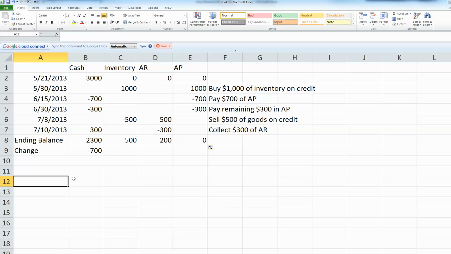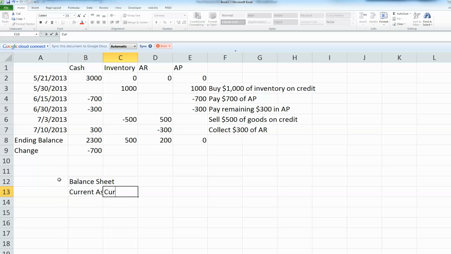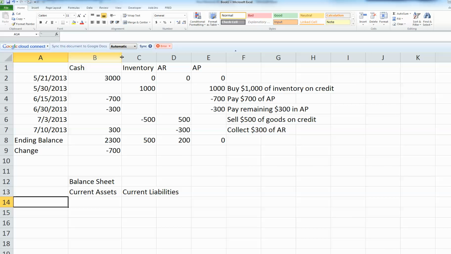So I am going to set up, I'll call it a T account. It's actually probably easier to do this by hand, but I'll go ahead and try to do it in Excel. So just pretend this is a balance sheet. And I've got assets, current assets on the left, and current liabilities on the right. Just going to make that look a little bit better.